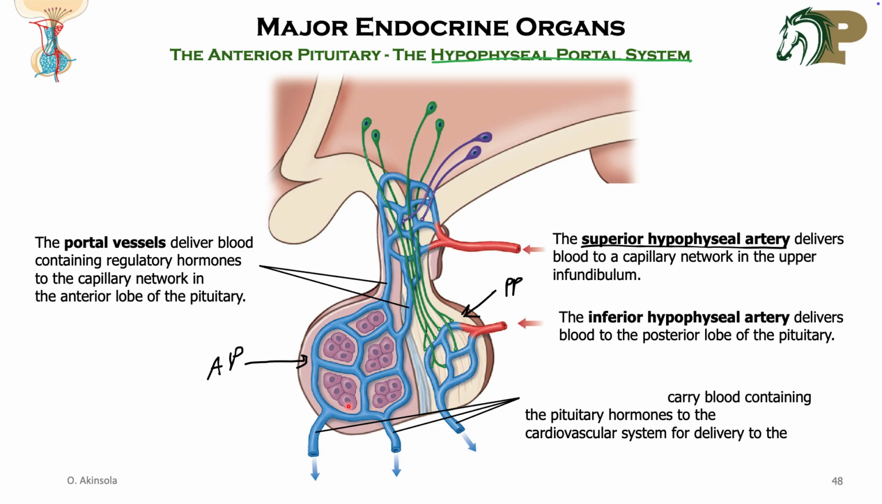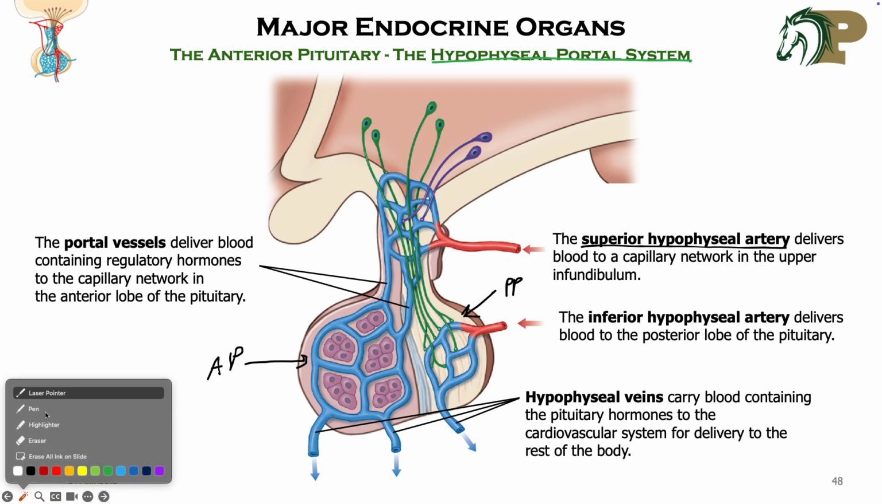And then we have these three vessels here, which are called hypophyseal veins, that will carry blood containing the pituitary hormones to the cardiovascular system for delivery to the rest of the body. Okay?